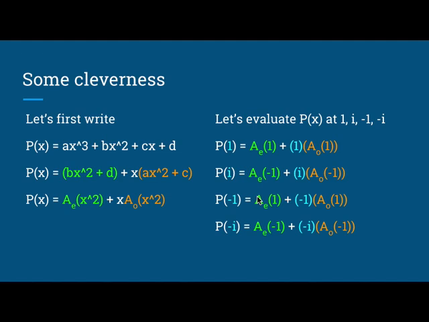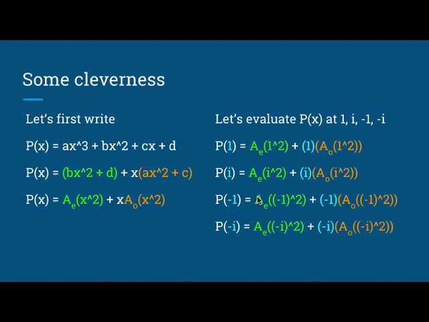Sorry, can you do that one more time? Okay, I'll do that one more time. All right. So P of 1. Remember, this is P of x. So take this equation, plug in 1 in place of x. What happens? P of 1 is AE of 1 squared plus 1 times AO of 1 squared. That's this line. Agreed? Okay.